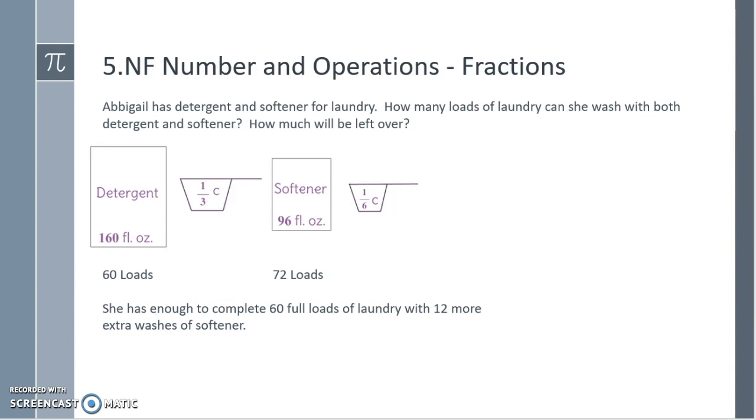So with the detergent, we are able to do 60 loads, and with the softener, we are able to do 72 loads. So she has enough to complete 60 full loads of laundry, with 12 extra washes of softener. The meaning of division is the same with fractions as it is with whole numbers.